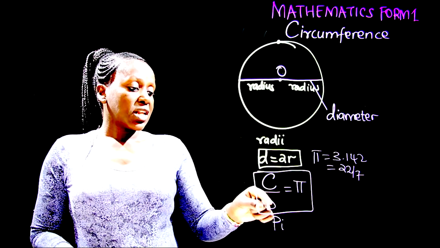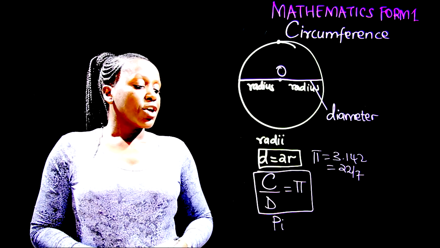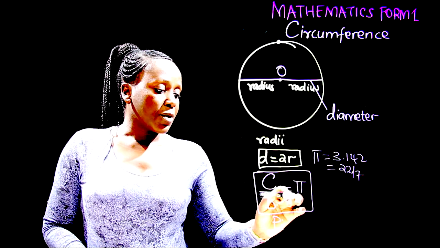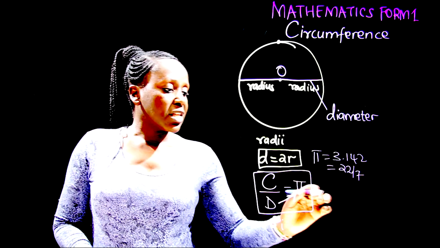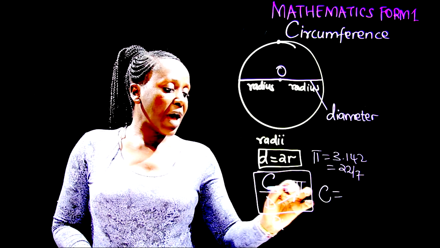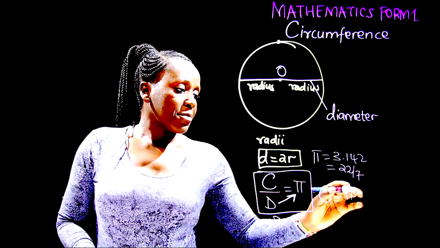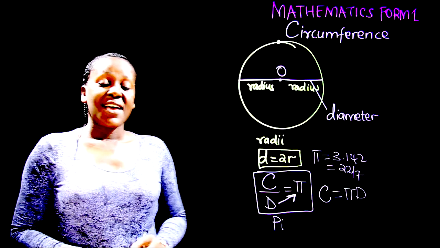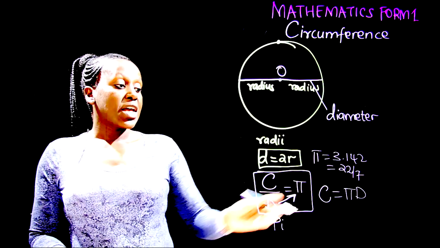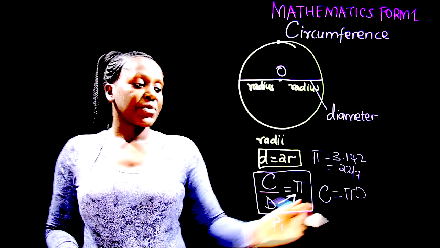So circumference over the diameter gives you pi. So if you cross multiply, we will have the circumference being equal to pi times d. Pi d. So we say that the circumference of a circle is equal to pi d.